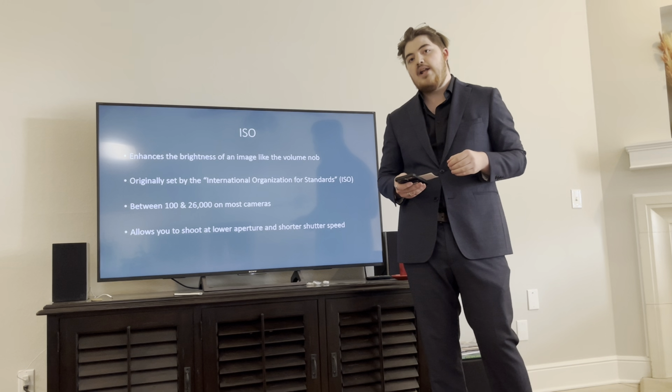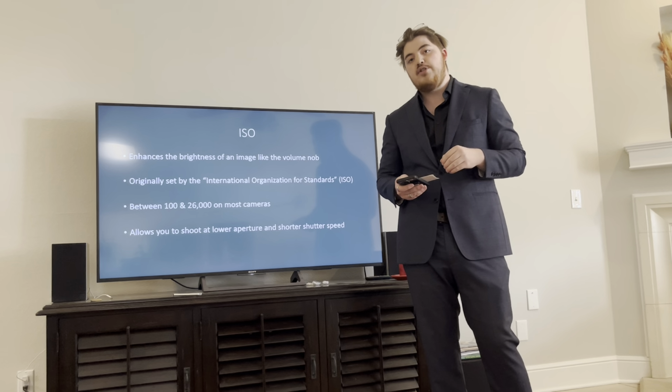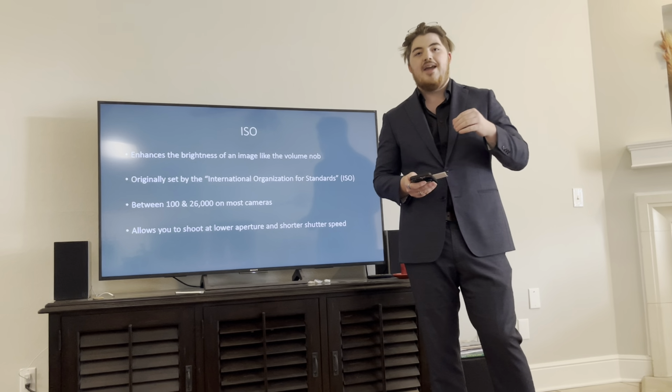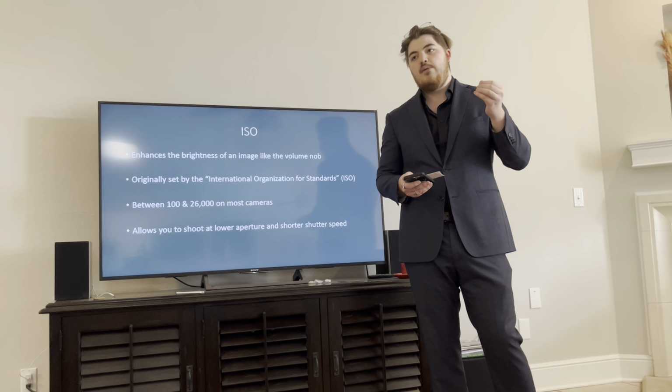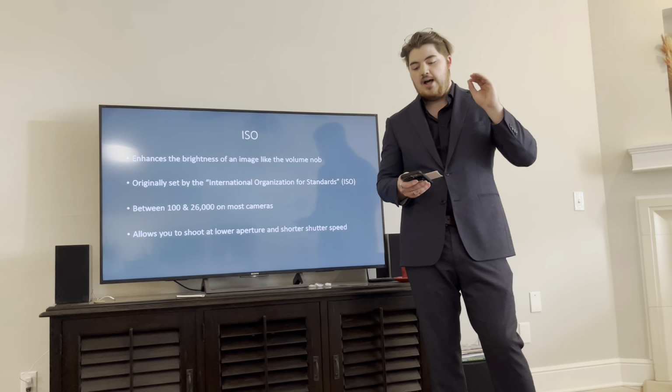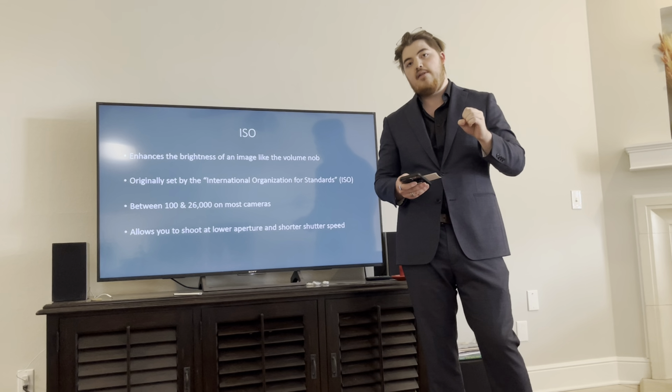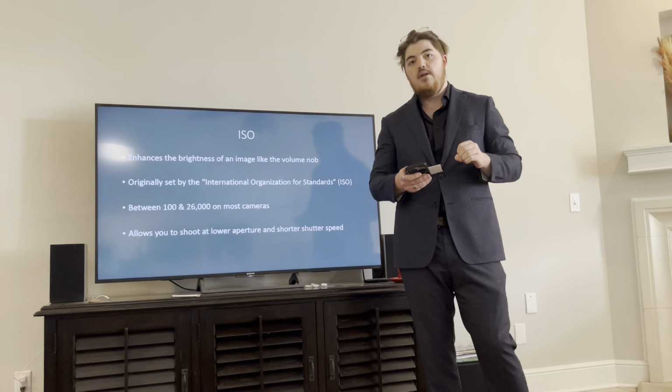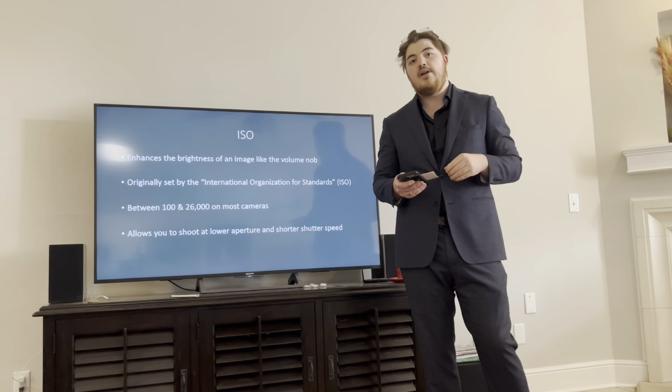It allows you to shoot at a more optimal aperture and shutter speed. So if you wanted to shoot at dusk and you wanted to shoot at f10 so you can get the nice background of an image, and then you don't want to set your shutter speed so long that it becomes very shaky, you can up the ISO.